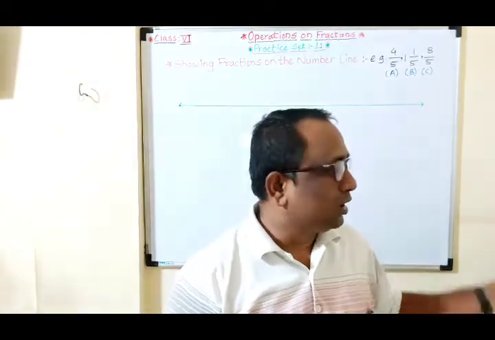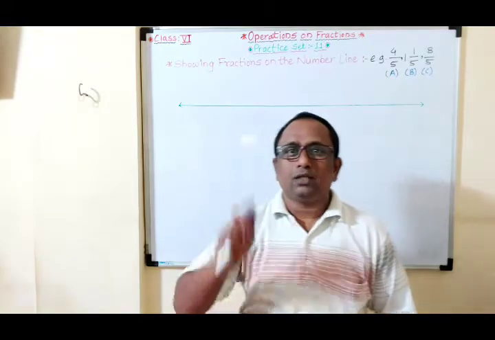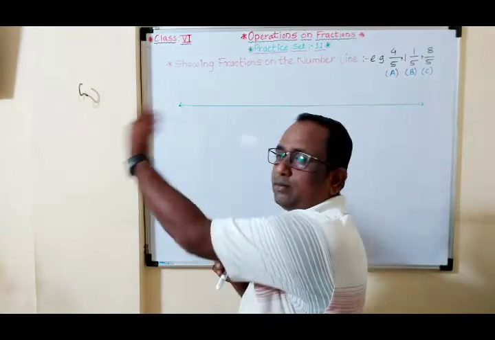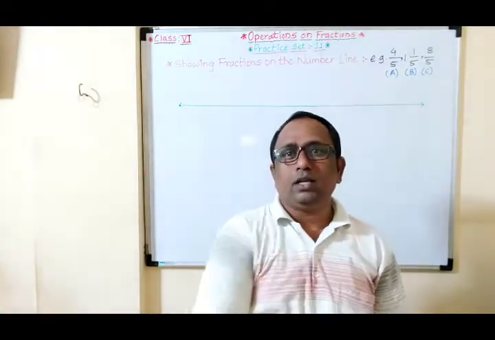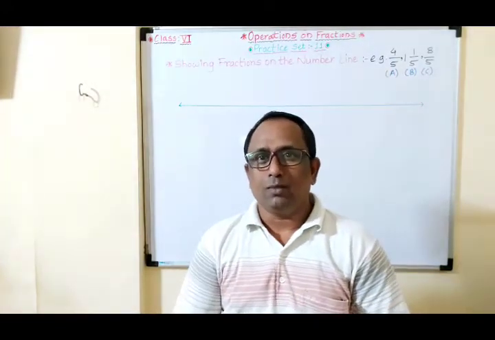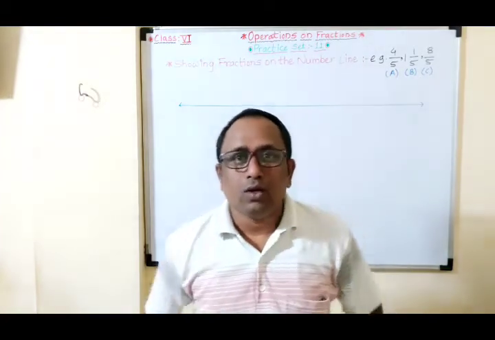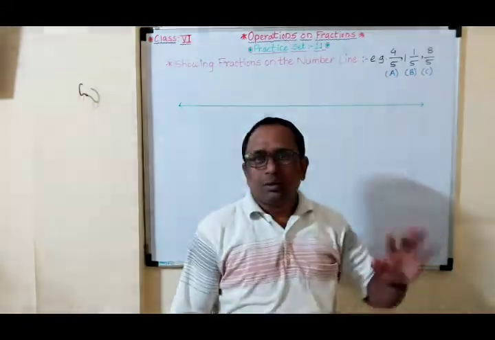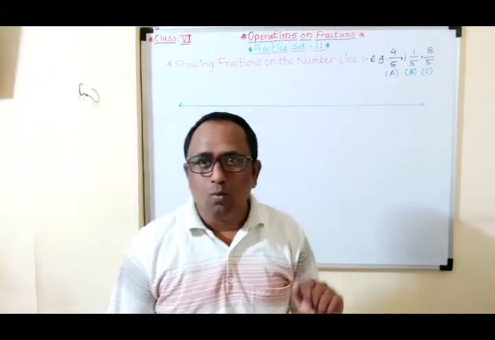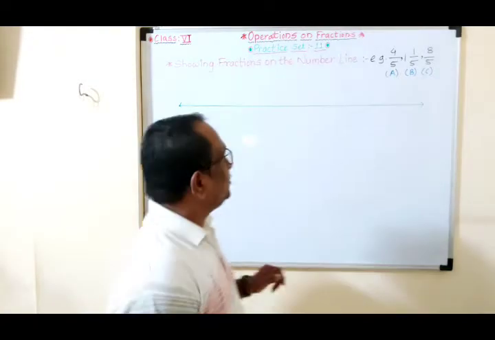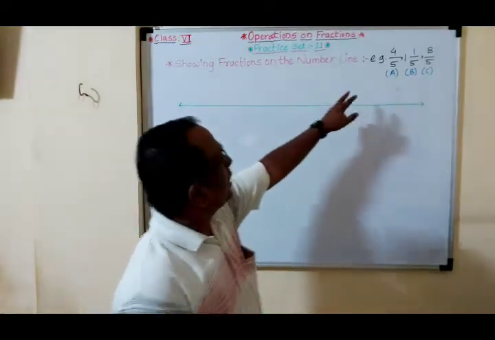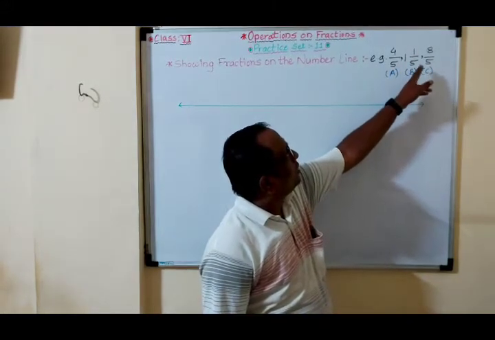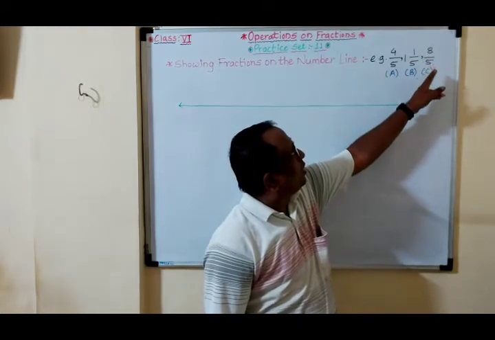Students, you know that when we display numbers on a number line, 0 is the origin. To the left side are all the negative numbers, and to the right side are all the positive numbers. I took one extra example; the remaining examples from the textbook you have to solve for homework. Now look here, showing fractions on the number line: 4 upon 5, 1 upon 5, 8 upon 5.